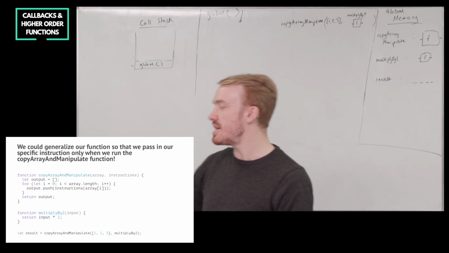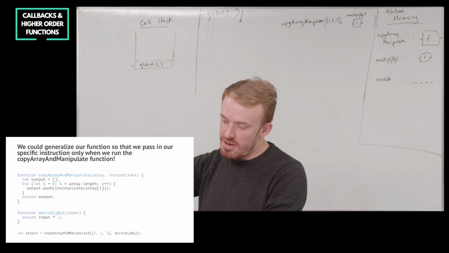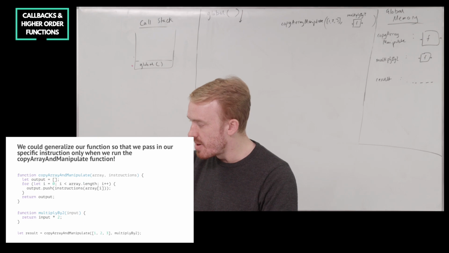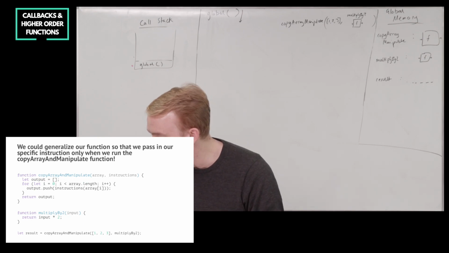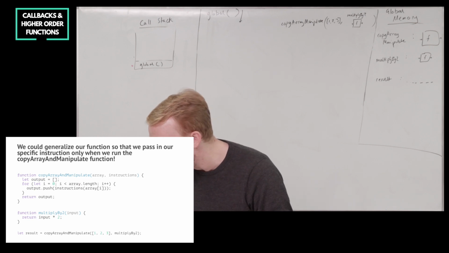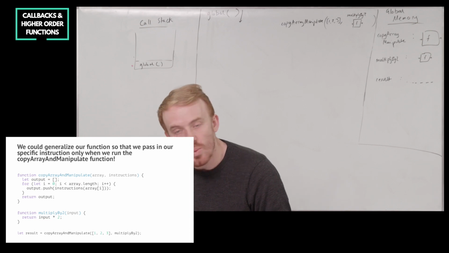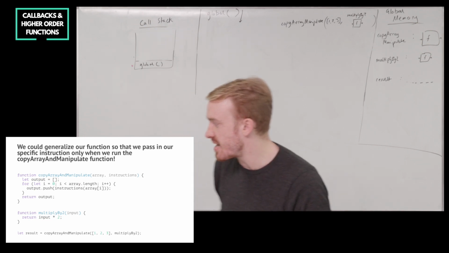And so wherever you see instructions inside of this function, it's going to be switched out for multiply by 2, meaning we're going to see something like multiply by 2, parens, multiply by 2 being run with the input of array position 0, 1, multiply by 2, input 1. We're going to get there in a second.